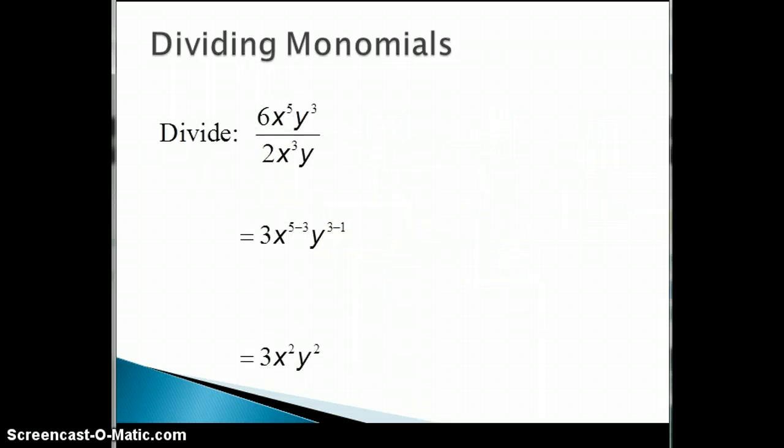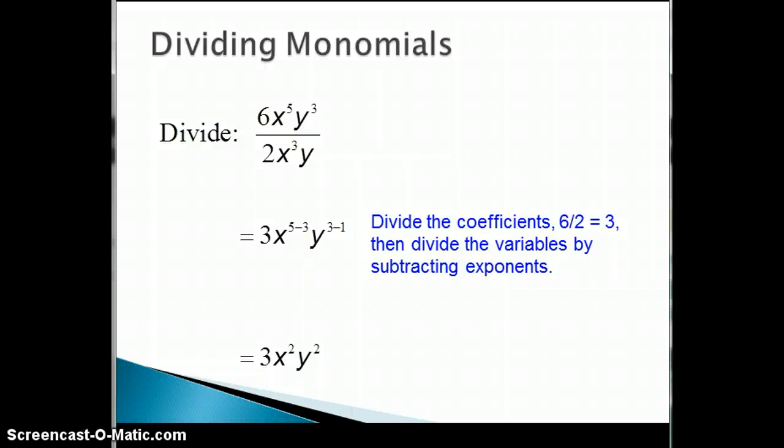Here's another example. It's a little bit more complicated. We have another variable here. So we need to divide the coefficients. Well, 6 divided by 2 is 3. And since that is a whole number, we don't necessarily need a fraction bar anymore because we know the variables are both going to end up in the numerator as well. And when we divide the x's, we subtract the exponents, 5 minus 3. Again, top minus bottom. And we divide the y's. We do the subtraction, 3 minus 1. So those exponents will simplify both to 2's, so we have 3x squared y squared.